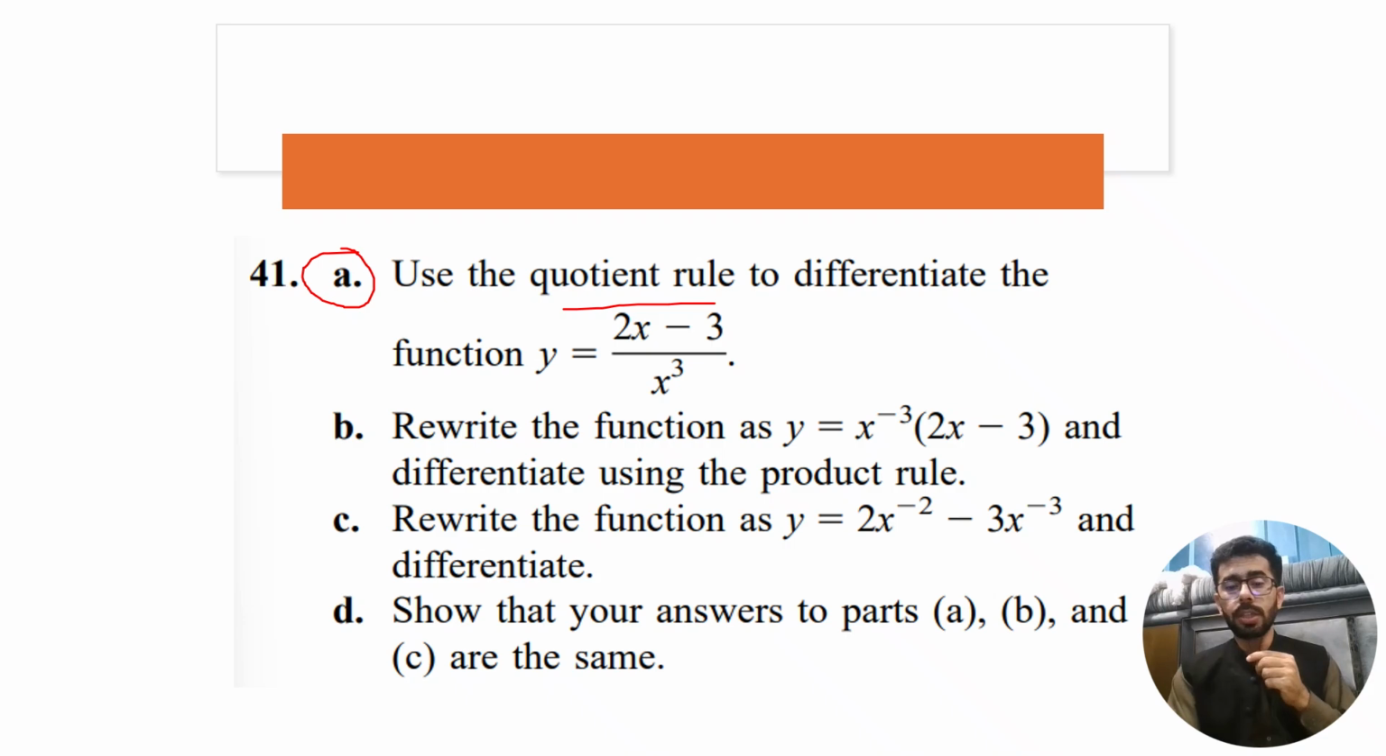They are asking you to rewrite the function as x to the power -3, because this 1 over x power 3 can be rewritten as x power -3 multiplied with the numerator term. Okay, if you write it like this, then you are able to use the product rule. Now use the product rule and find the derivative of it. Okay, if you wish, we can skip question number 41 for now, because we still don't know the quotient rule, so we are able to do half.